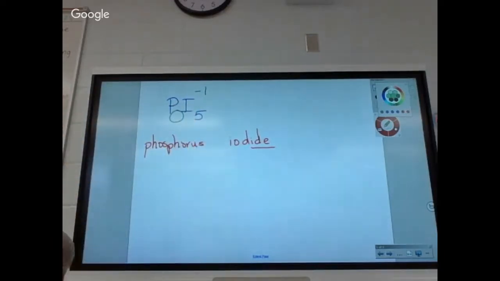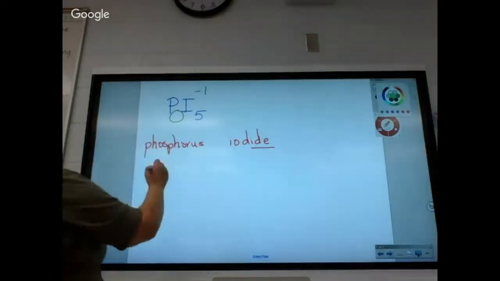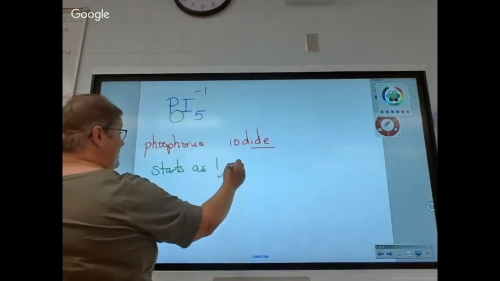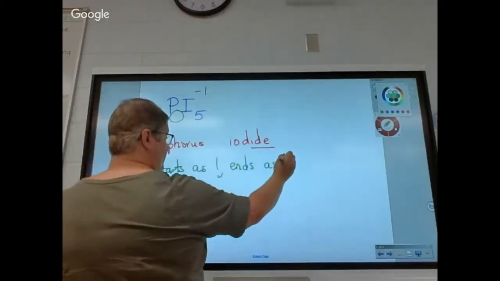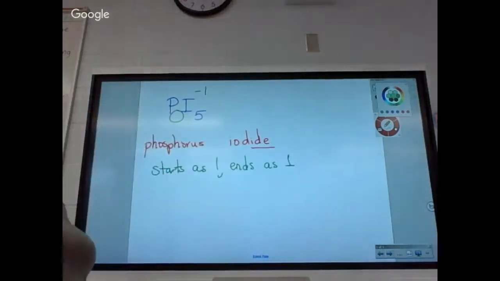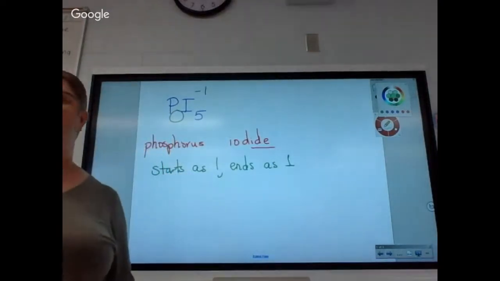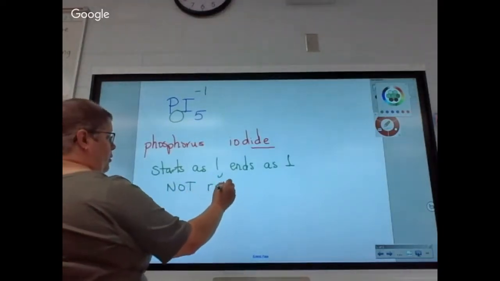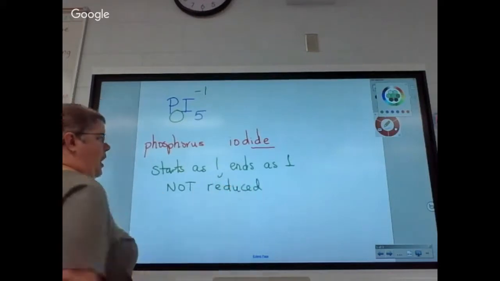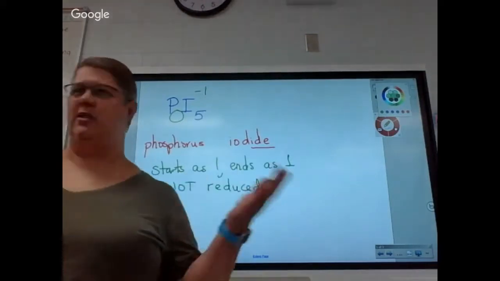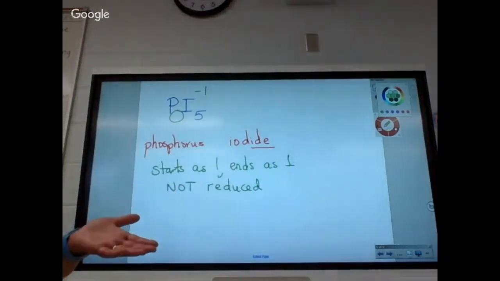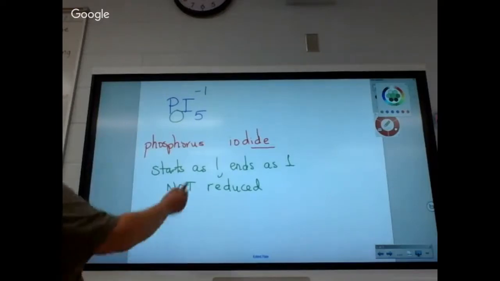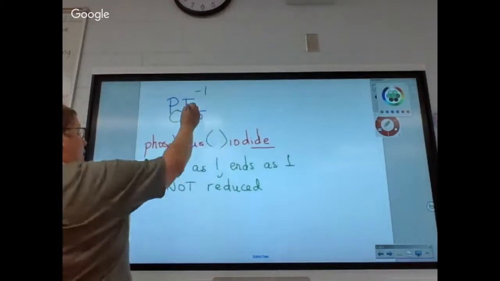So if it's nothing, it's a 1. All right, so it starts as a 1 and it ends as a what? If it started as a 1 and it's still a 1, was it reduced? No. Okay, so this is one that was not reduced. So if it was not reduced, do I have to multiply or do anything weird to figure out what P is? No, I just have to backwards crisscross. So what number came from the P? The 5.